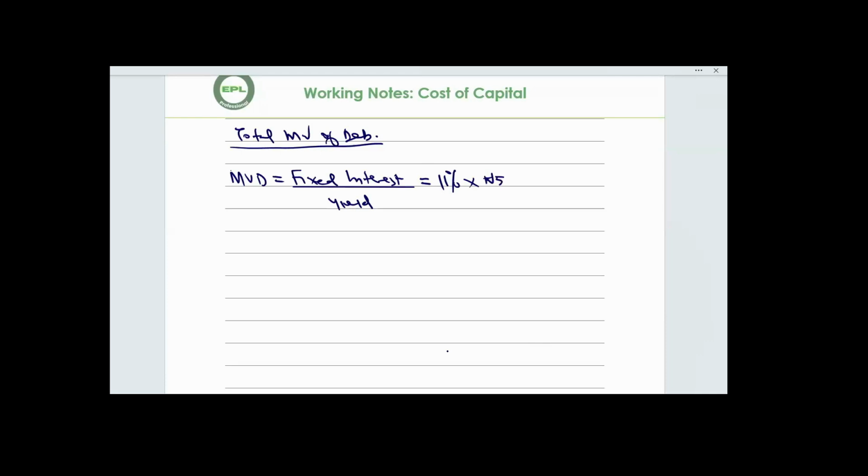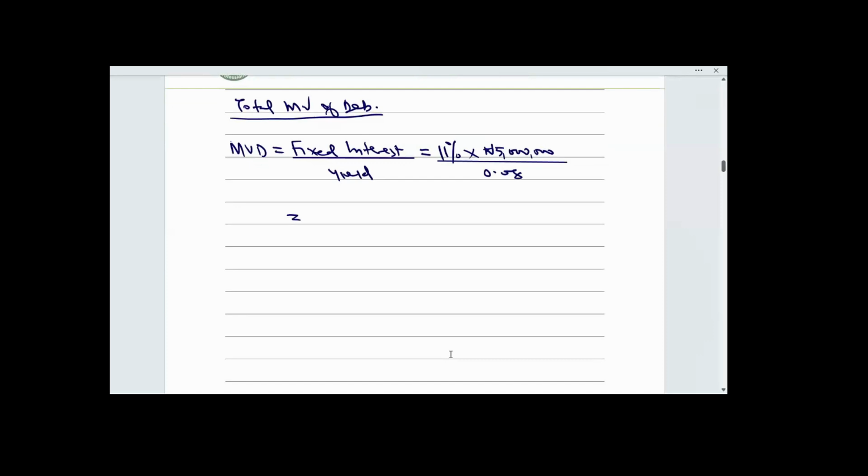In fact, okay, I will change my formula later on so that you understand better. Then divided by the yield, which is 8%, 0.08. So what's 11% of 5 million naira? That should be 550,000, right? You are correct, sir. So 550,000 divided by 0.08. So what do you have here?